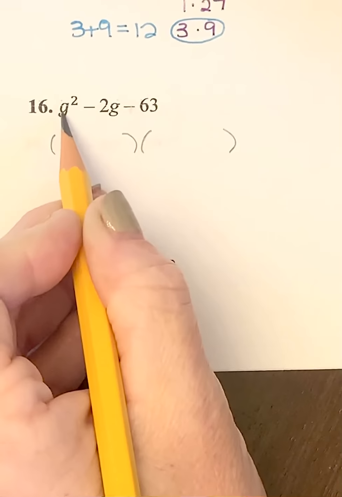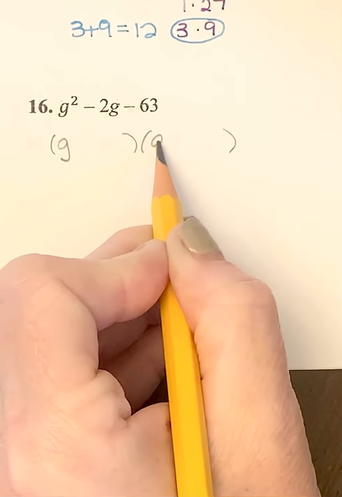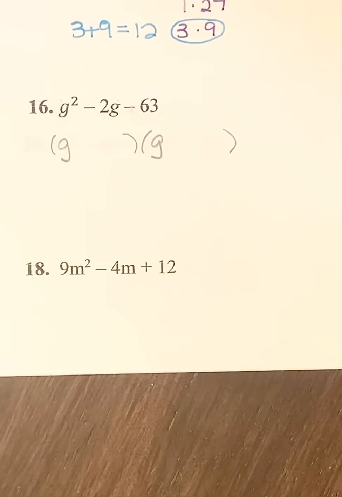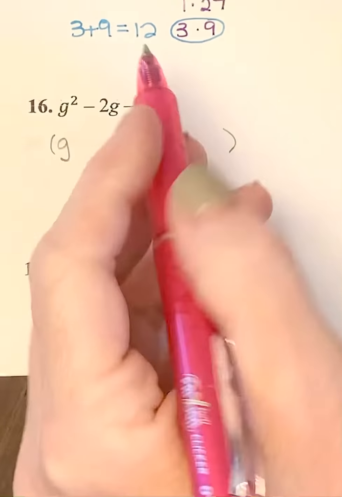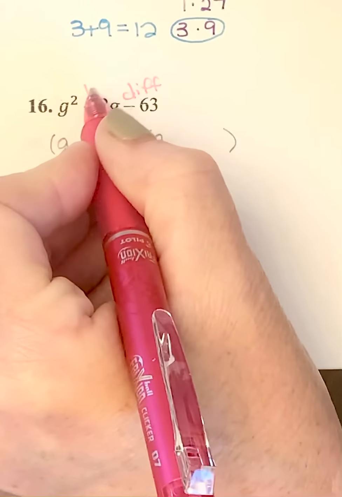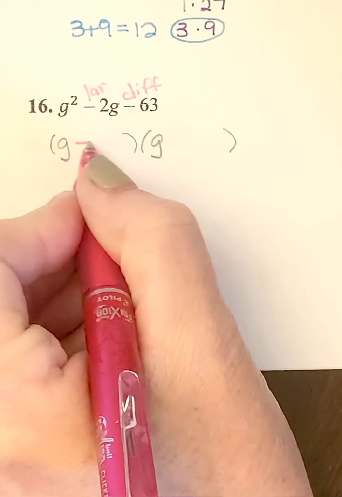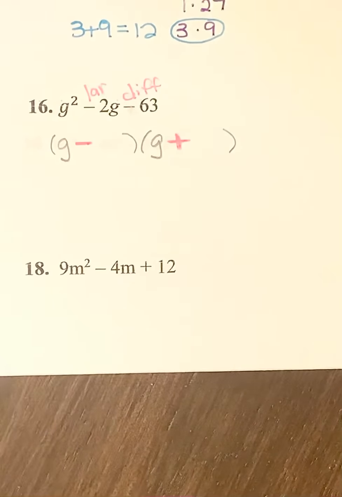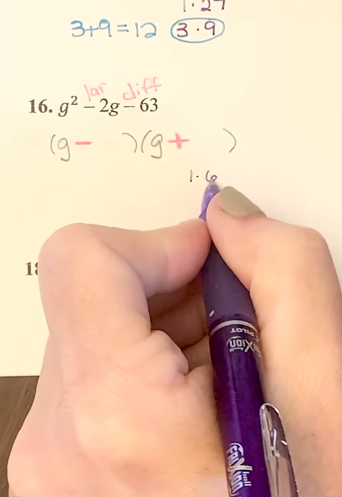Put the parentheses. That's a g squared, so we'll have a g and a g because that is the only thing you can multiply to get g squared. Figure out the signs. This tells me the signs are going to be different. This one tells me the larger will be a negative, so the signs are different. One's negative, one's positive. All right, now we're going to list the factor pairs of 63.